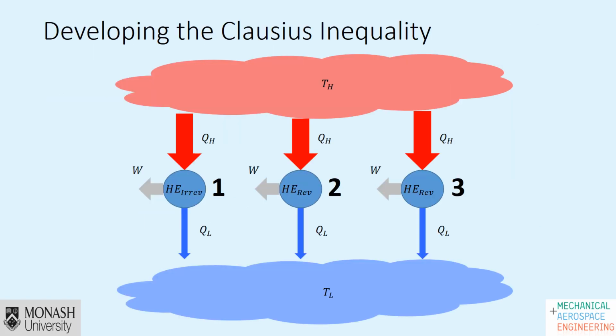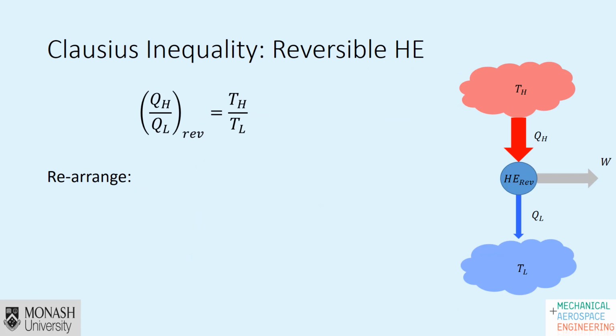To develop the Clausius inequality, we'll consider two cases: all reversible heat engines and then all irreversible heat engines. And between these two categories, we have all possible heat engines. First, let's consider the reversible case. Because we're considering a reversible heat engine, we can draw on our definition of thermodynamic temperature. The ratio of the heat input to the heat output is equal to the ratio of the temperatures at which those transfers are taking place. And again, this is only true for a reversible cycle.